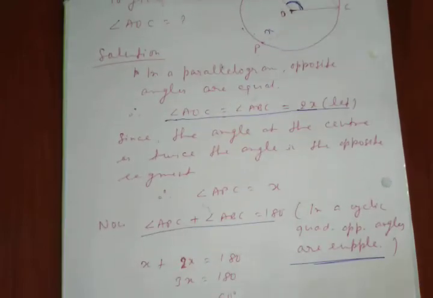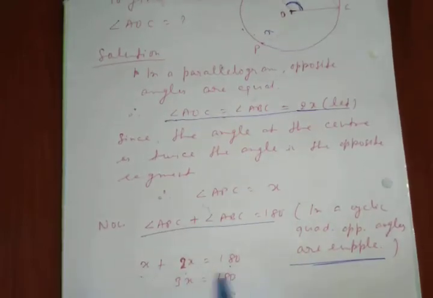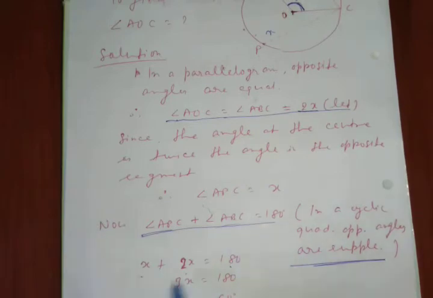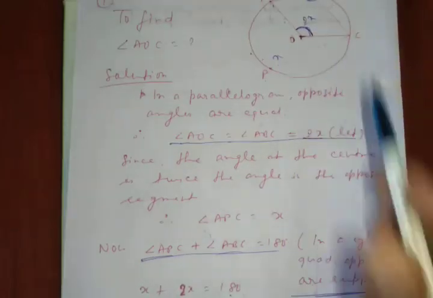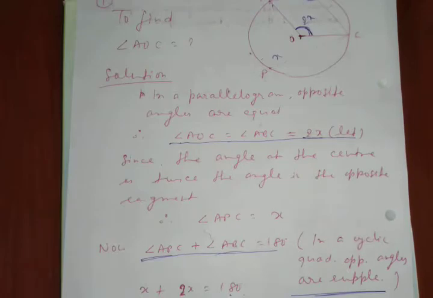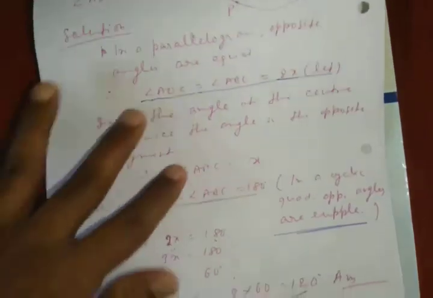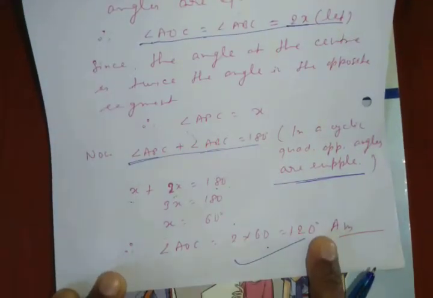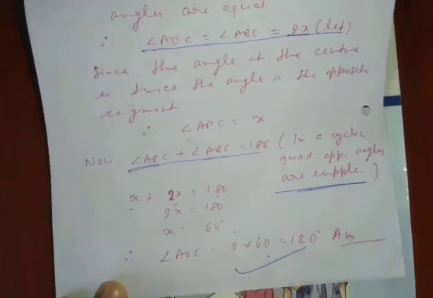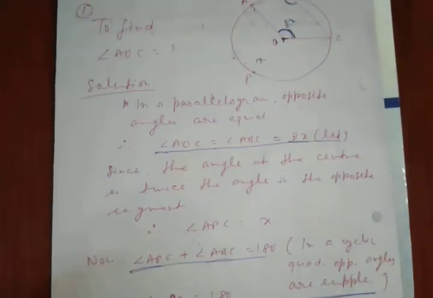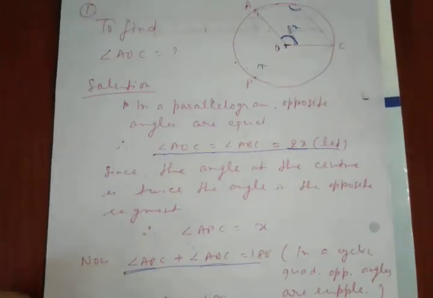Here x plus 2x equals 180 because this is x, this is 2x. So x plus 2x equals 180 degrees. Then 3x equals 180. Then x equals 60 degrees here. So therefore angle AOC equals 2 into 60, that is 120 degrees. This is the answer of this question. So this is the solution. The next question.